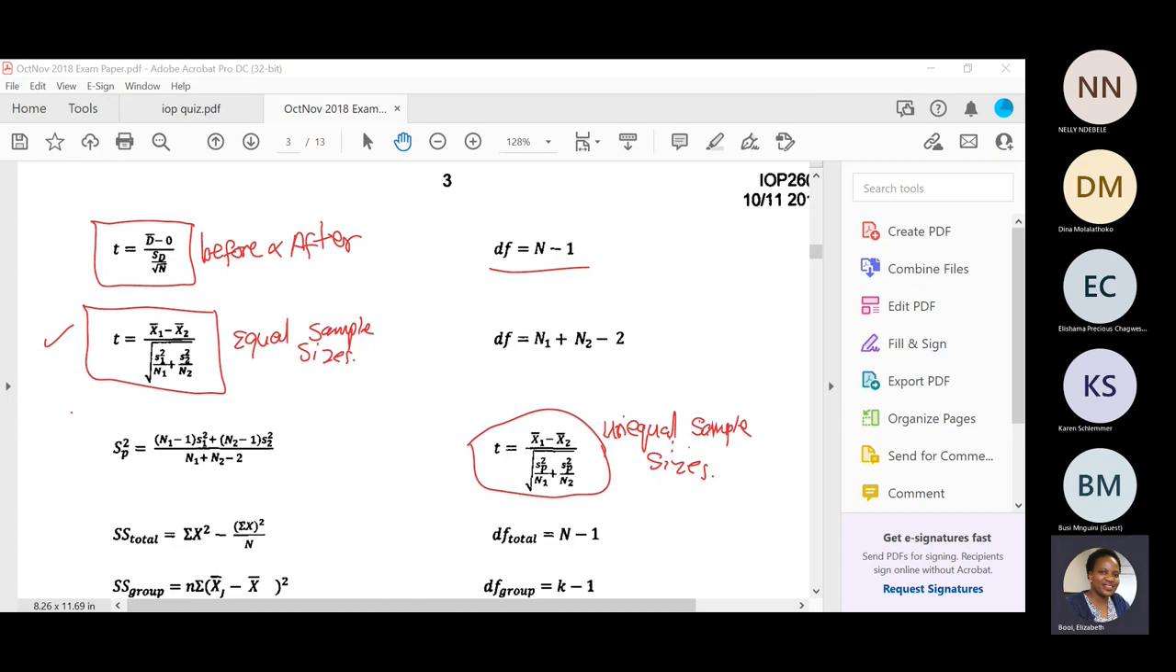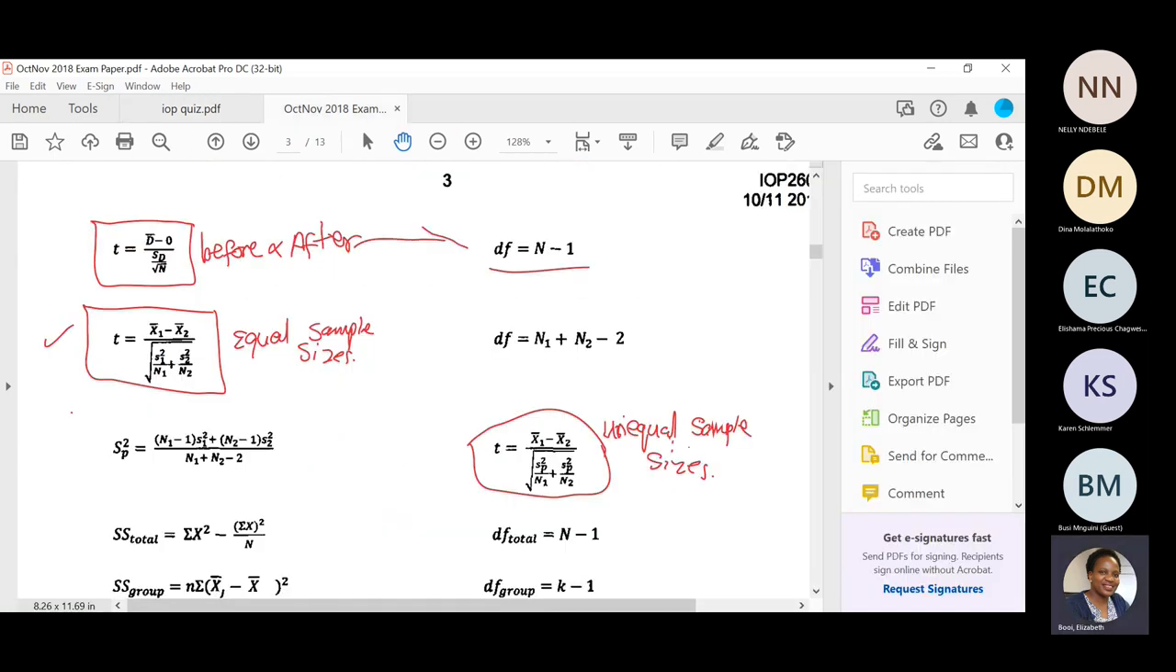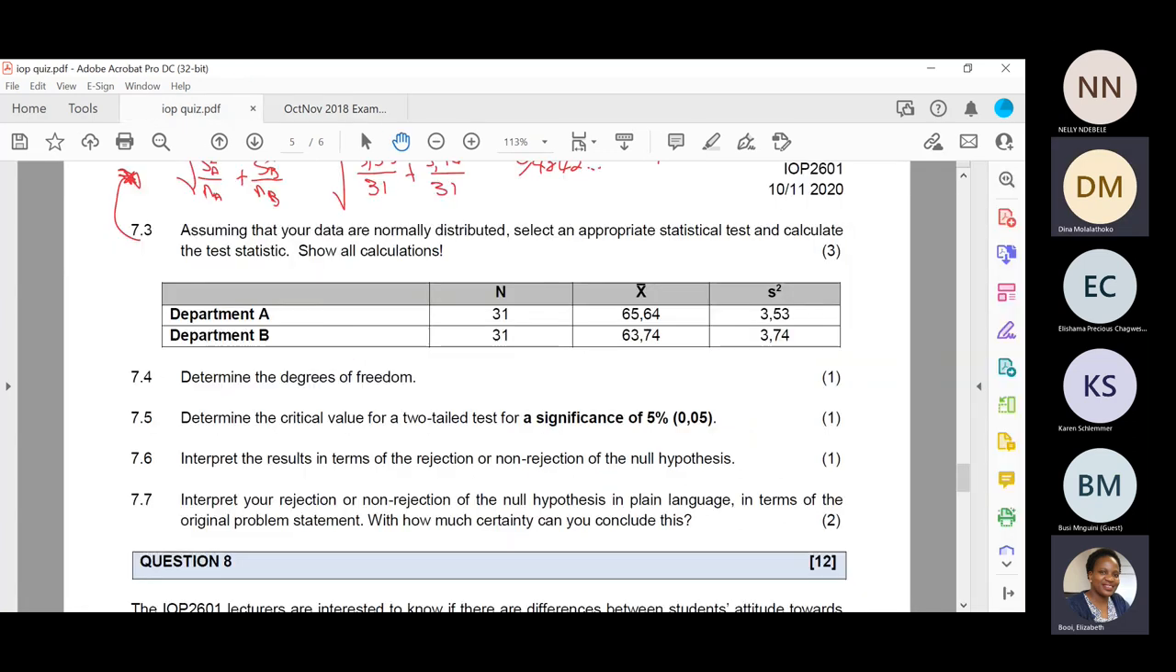Okay, so let's move to the next question. It says, find the degrees of freedom. Sorry. So this belongs to that, and this belongs to that. So our degrees of freedom for this is N1 plus N2 minus 2, which is 31 plus 31 minus 2, which is equal to 60, right? Yes. That is your degrees of freedom.